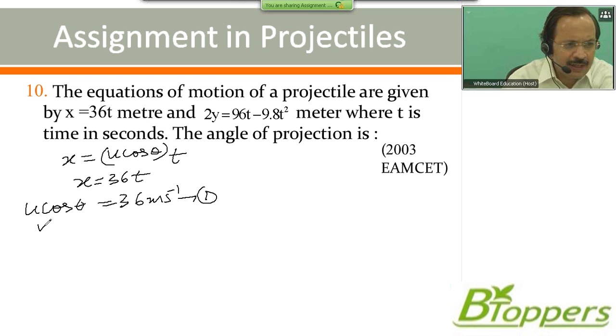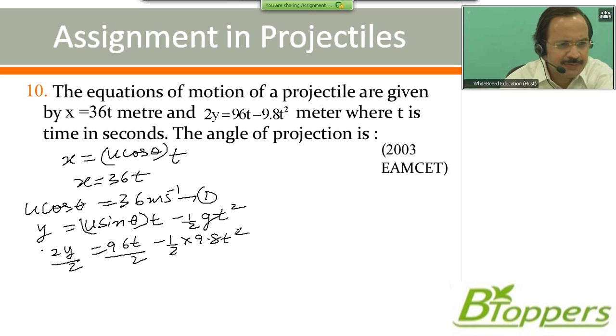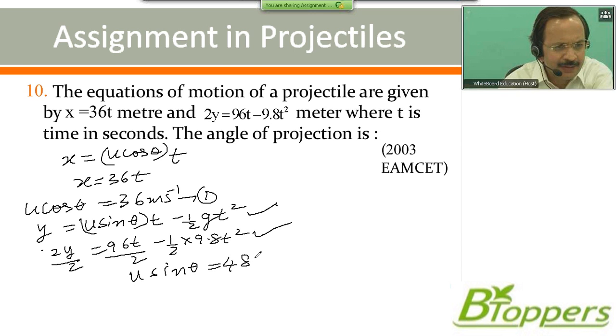Then for the second equation, the displacement y in the vertical direction in the case of oblique projection is given by y equal to u sin theta into t minus half g t square. The second equation given in the problem is 2y equal to 96 t minus 9.8 t square. So if you divide that equation by 2 and compare, you get g is 9.8 meter per second square, and u sin theta equals 96 by 2, which means 48 meter per second. That is the vertical component of the initial velocity.